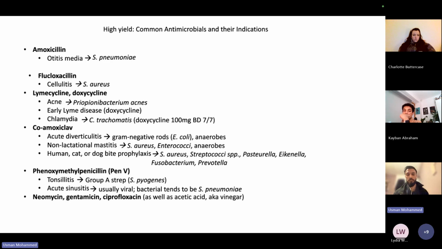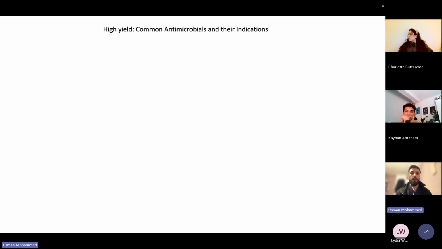Neomycin, gentamicin, and ciprofloxacin. Think ENT again. Neomycin and gentamicin are aminoglycosides. Otitis externa. Excellent. Most common organisms are Pseudomonas aeruginosa and Staph aureus. So, yep, those are some very common antibiotics and their first line indications.